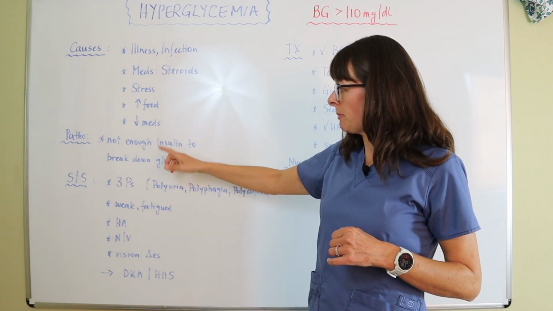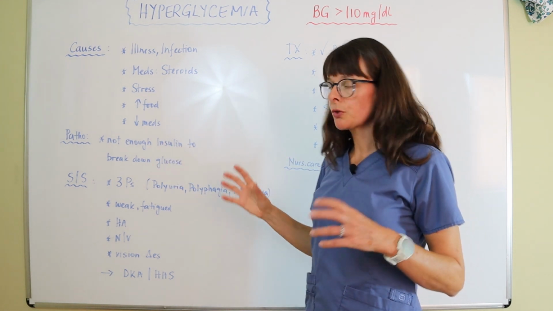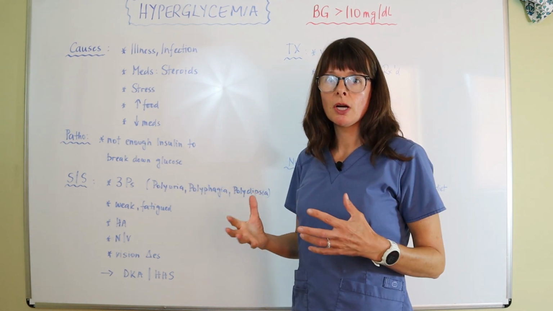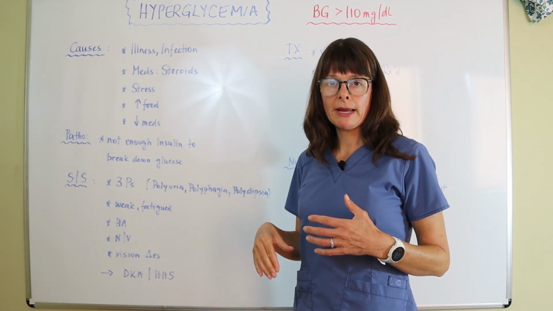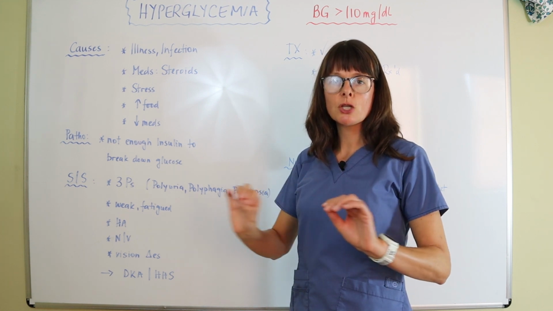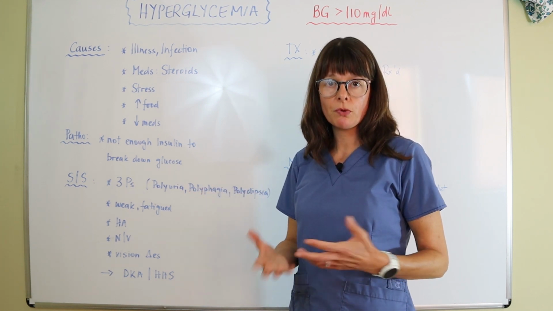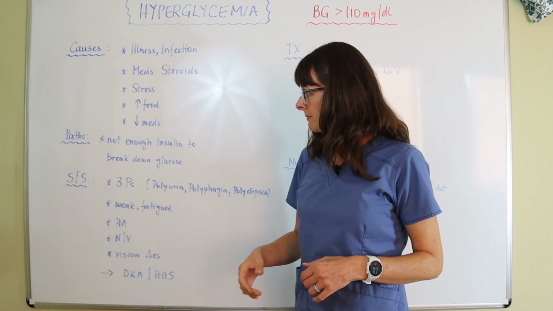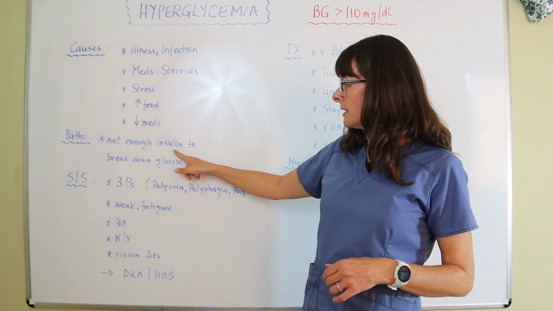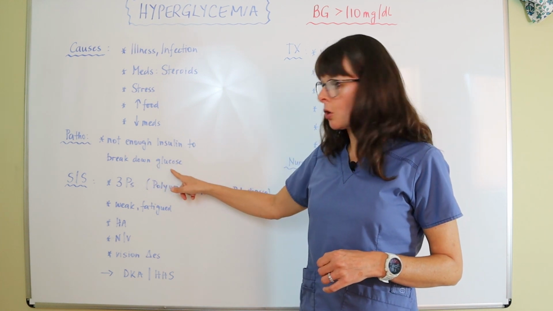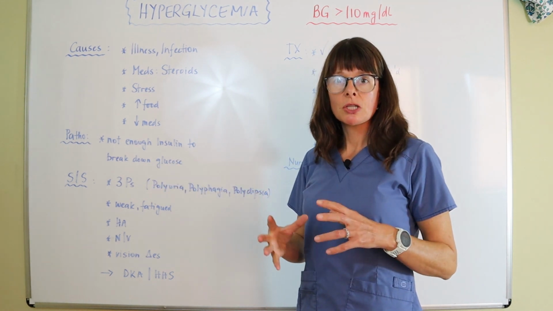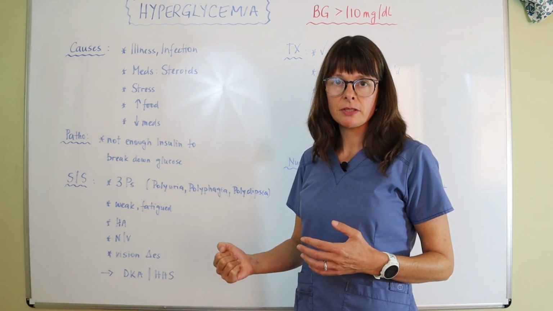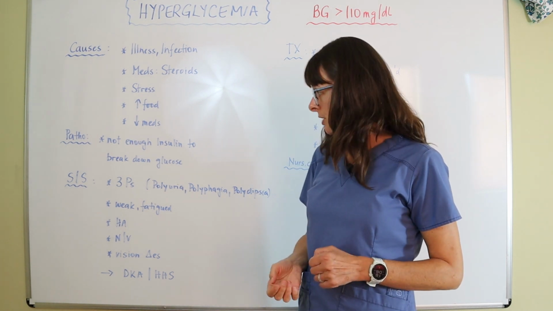And then for the pathophysiology, so usually when we intake glucose or sugar, insulin is released from the pancreas and is broken down and driven into the cells to be used for our metabolism to maintain homeostasis and life. But when there's not enough insulin to break down glucose, then that glucose just swirls around in the bloodstream and we're unable to drive it into the cells to use it for energy.